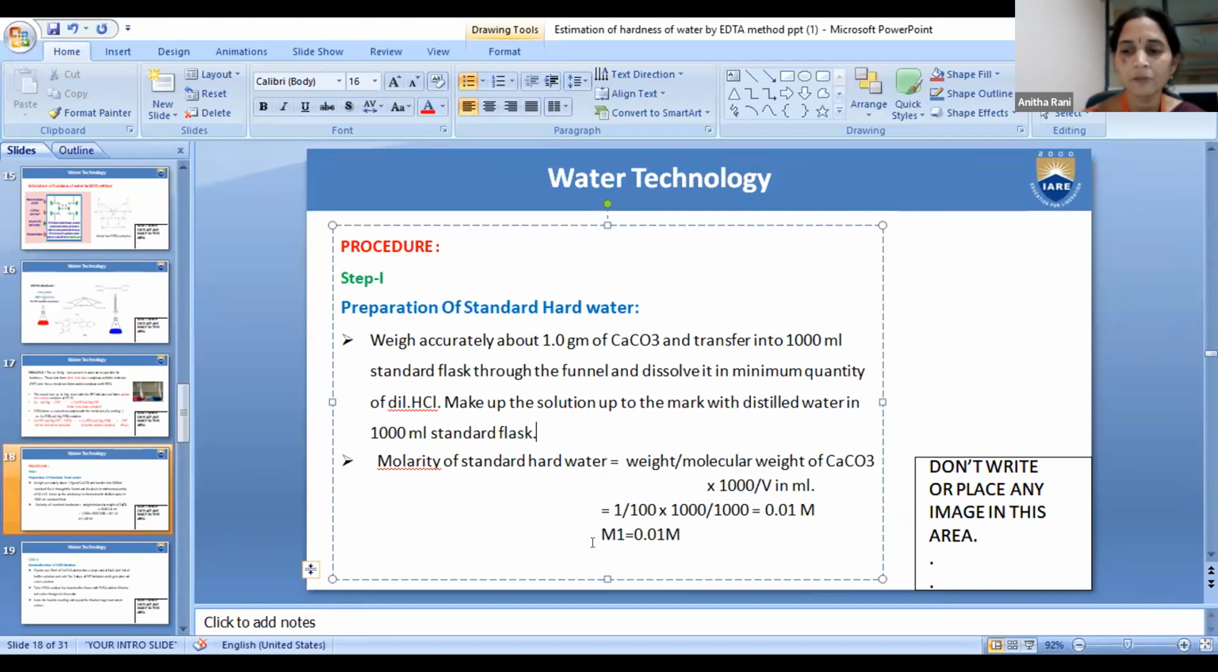So remember everybody, in procedure, step 1 is preparation of standard hard water, preparation of calcium carbonate solution. Take 1 gram of calcium carbonate in a standard flask, 1000 ml flask. Add distilled water in the standard flask up to the mark, means 1000 ml. Then you find out molarity of standard hard water. So this is step 1.